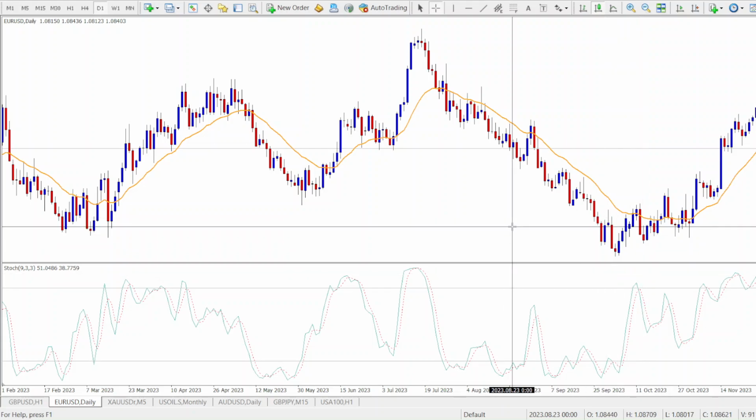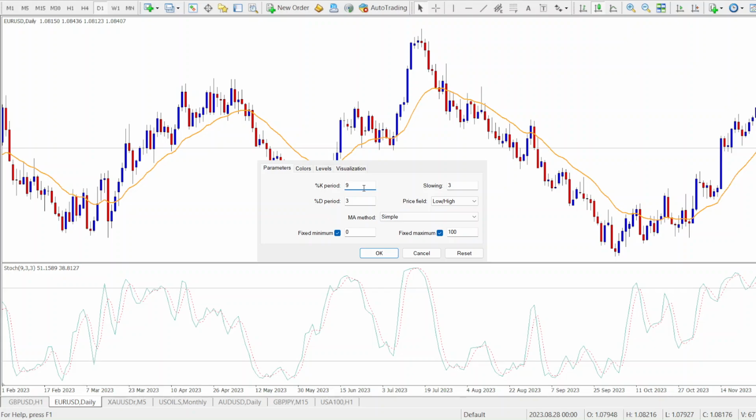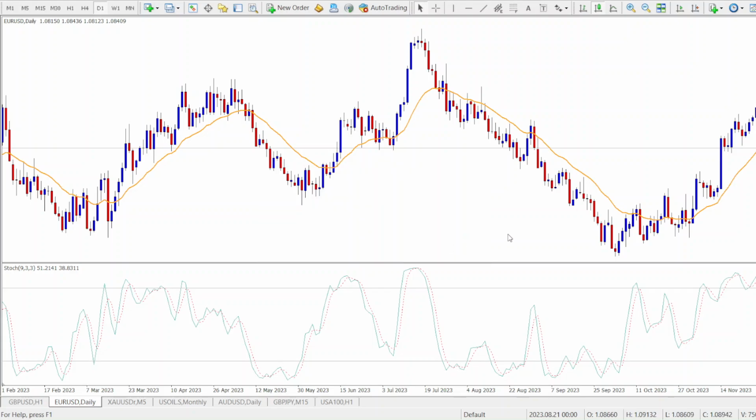And there you have it. The best stochastic settings for swing trading, in my opinion, is 9 for the percentage K, 3 for slowing, and 3 for the percentage D period. You can leave this price field at low high, you can leave the MA method at simple. All right, so that is it.